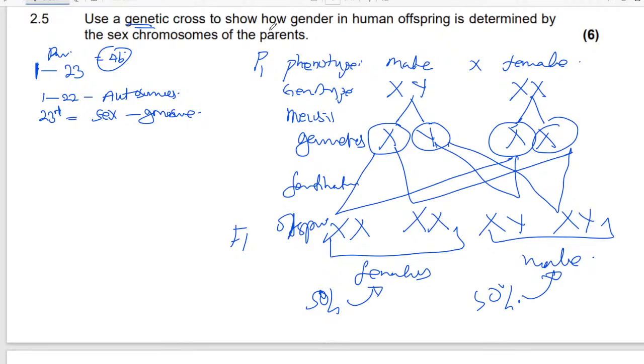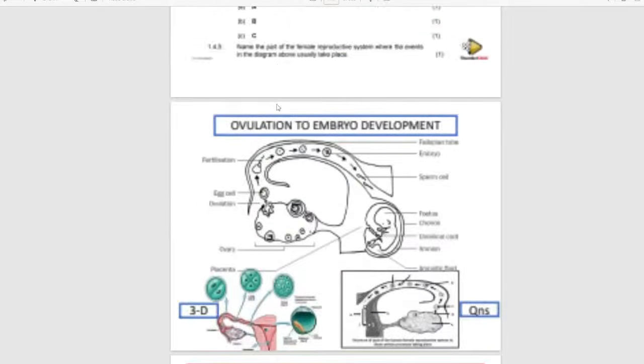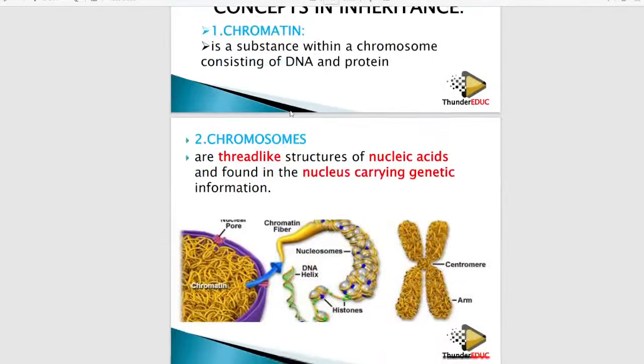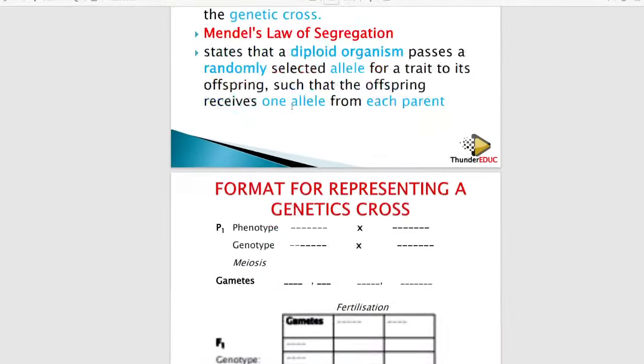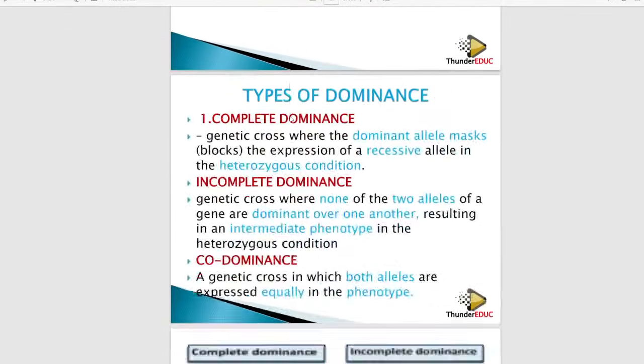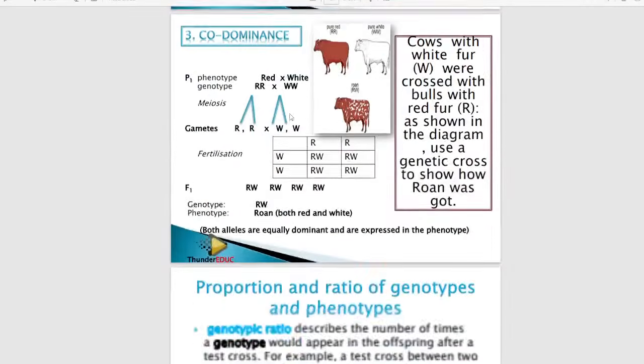What is the question? The genetic process to show the gender in humans, determined by the sex chromosomes of the parents. So in this case, that's what they want. If you check our booklet, the distinction material, and you go to genetics, you'll find that this book is showing you exactly what I've talked about.